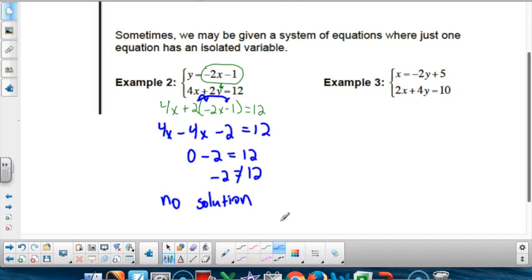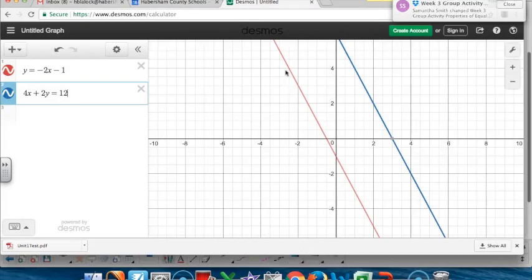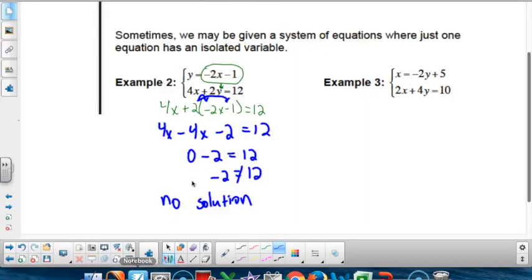If you wanted to graph that, you could see that these two lines will have no solution. I went ahead and put these two equations into Desmos, which is a graphing tool online, and you can see that my negative 2x minus 1 is this red line, my 4x plus 2y equals 12 is here, and those two do have the same slope and they never intersect. You don't have to graph it every single time, but I just wanted to show you guys that getting a no solution kind of result here does correlate with the graphing of two parallel lines.